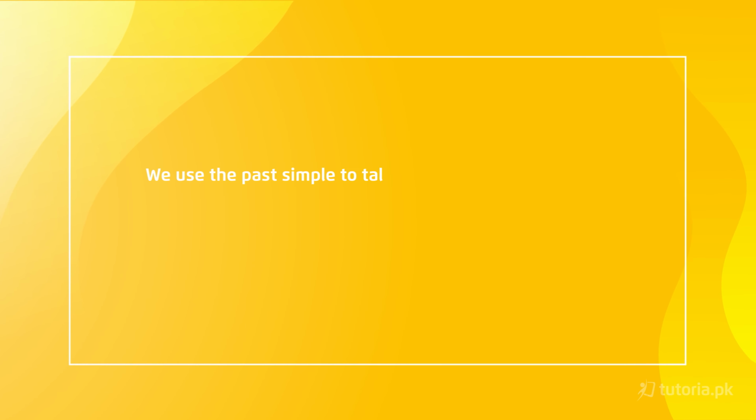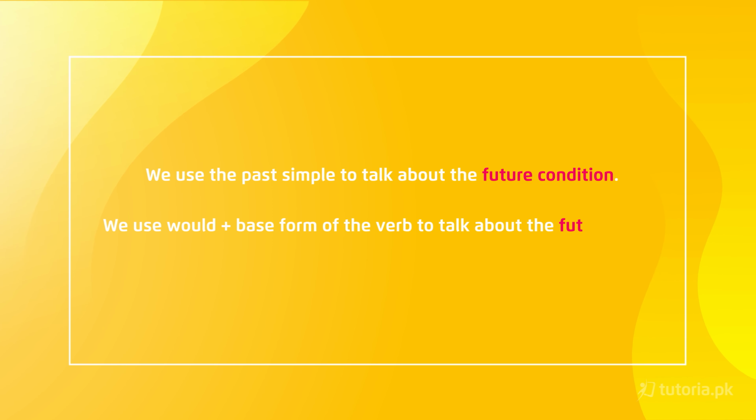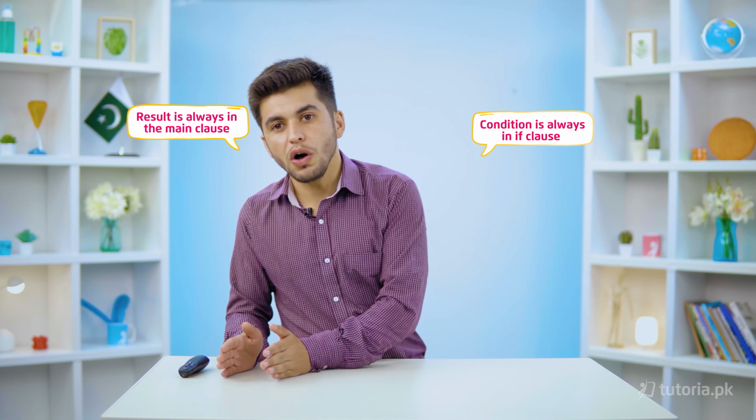Students, notice that we are thinking about a future condition. We use the past simple tense to talk about the future condition. We use would plus the base form of the verb to talk about the future result. Do not confuse the condition and the result. The condition is always in the if clause and the result is always in the main clause. The important thing about second conditional sentences is that there is an unreal possibility that the condition will happen.